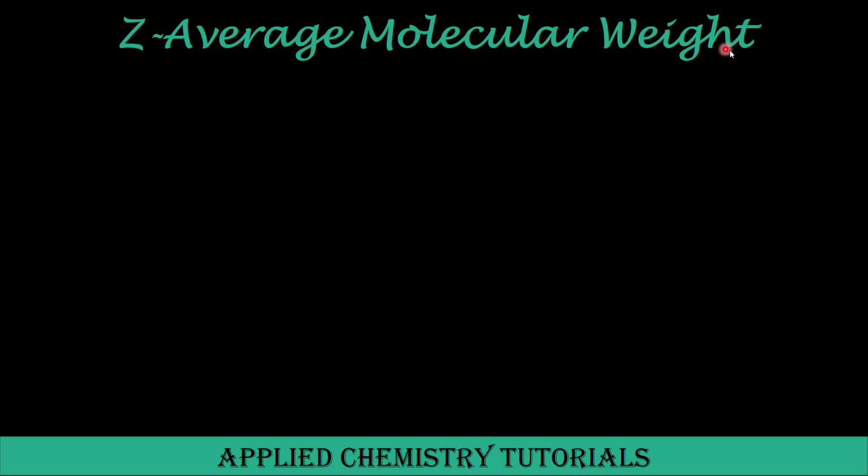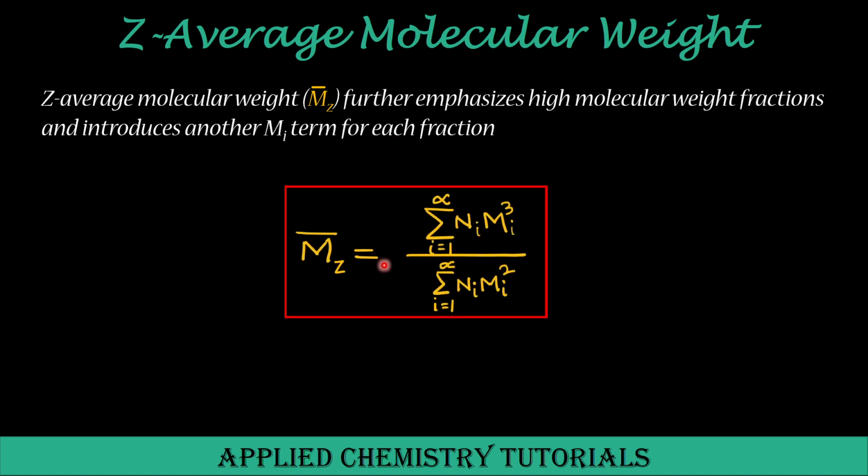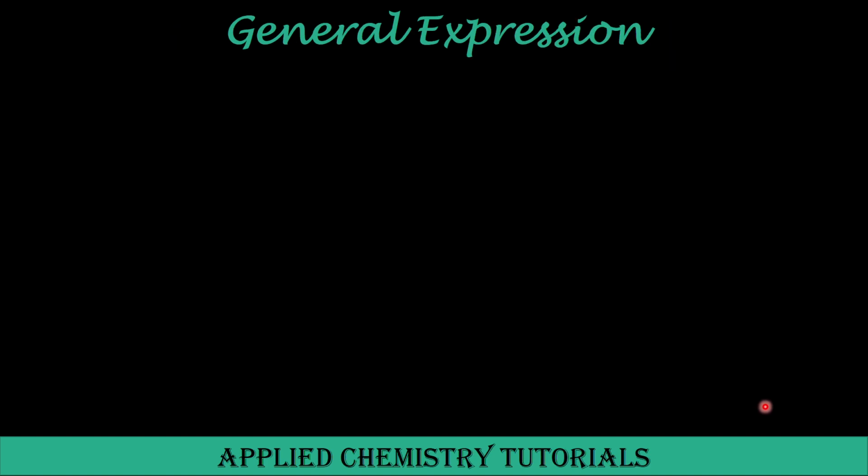Let's move forward to Z average molecular weight. Z average molecular weight, or Mz bar, further emphasizes high molecular weight fractions and introduces another Mi term for each fraction. So the Mz bar is now expressed as the summation of Ni Mi cube from i equals 1 to infinity divided by the summation of Ni Mi square from i equals 1 to infinity. This is not a very common technique, only used for very high molecular weight polymers.